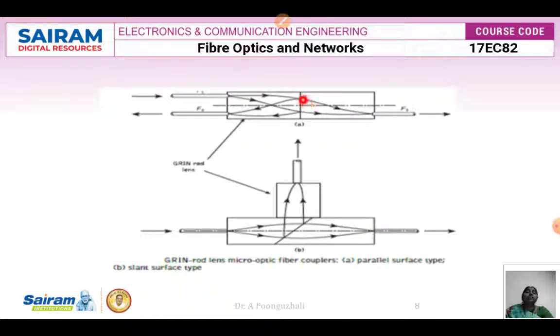So here in this case the remaining will be transmitted and it will go to the receiver side, and a portion of the wave will be reflected and it will enter fiber 2 and go through the fiber 2 output.